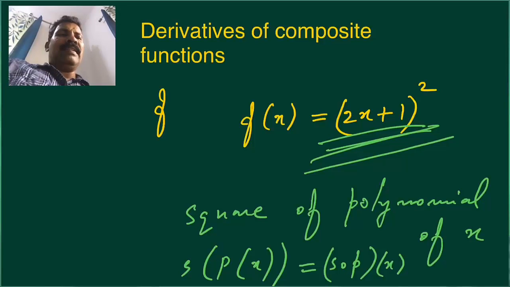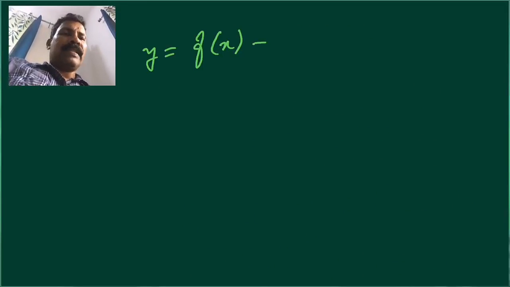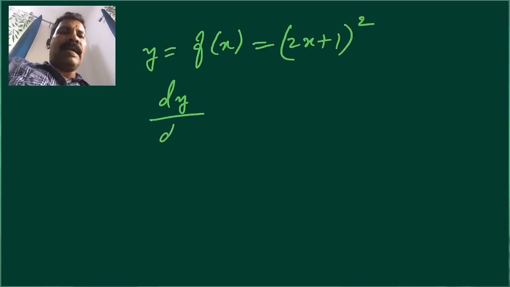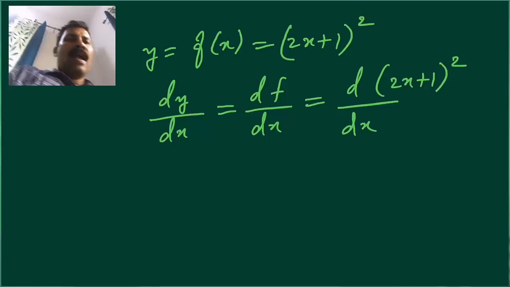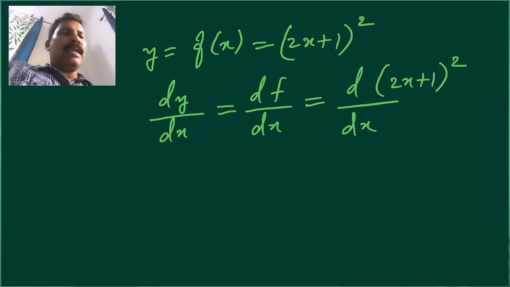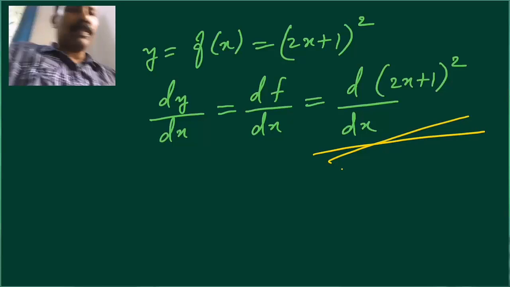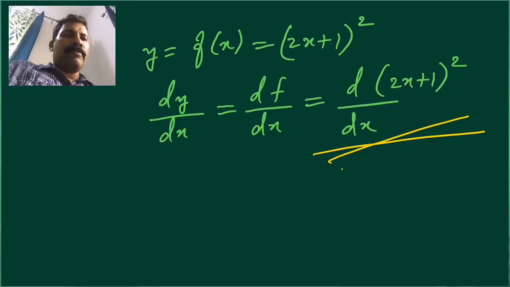Now how to find the derivative of such a function? If y is equal to f of x is given by 2x plus 1 the whole square, then how will you find dy by dx, or df by dx, or the derivative of 2x plus 1 the whole square with respect to x? Actually, directly we don't have the answer here. By any mechanism that we have learned till now, we cannot find it.